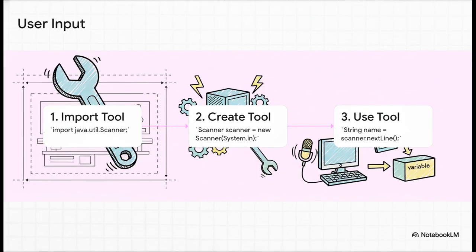To listen to a user, our program needs a special tool from its toolbox. In Java, this tool is called a Scanner, and getting it ready is a simple three-step deal. First, we import the tool into our project. Basically, we bring it to the construction site. Second, we create our own copy of it to use. And finally, we use that tool to listen for whatever the user types, and we store their answer in one of our variable boxes.